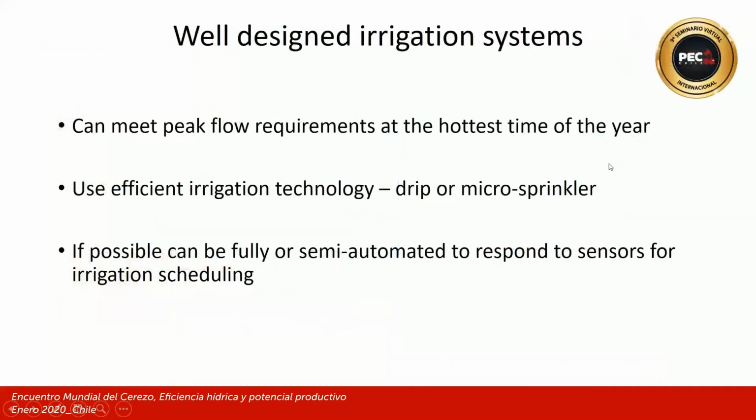To meet these water demands, we need well-designed irrigation systems that can meet peak flow requirements, which use efficient irrigation technologies such as drip or microsprinkler, and that can be fully or semi-automated to respond to sensors for irrigation scheduling. Irrigation zones should be designed so that the maximum runtime will meet peak water demand requirements, and so that the runtime can be adjusted to reduce application rates indicated by irrigation scheduling calculations.